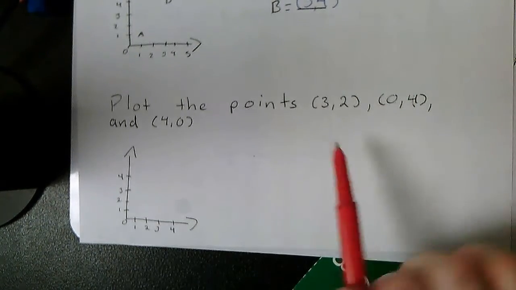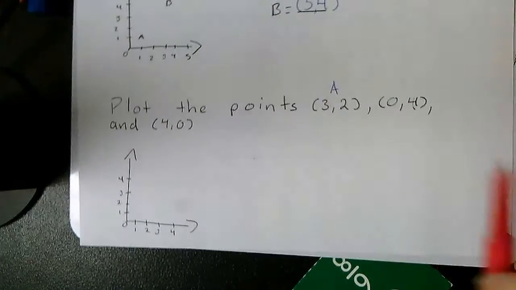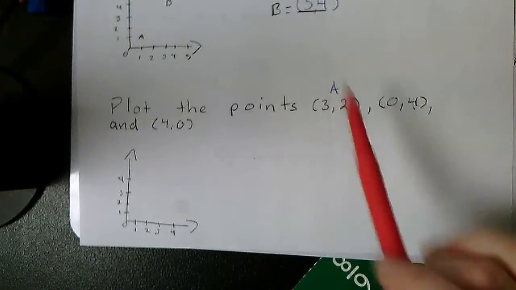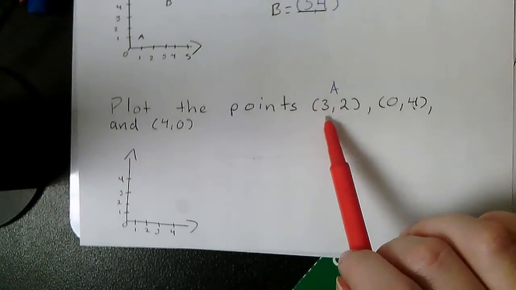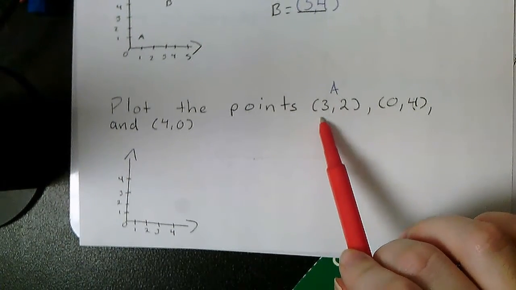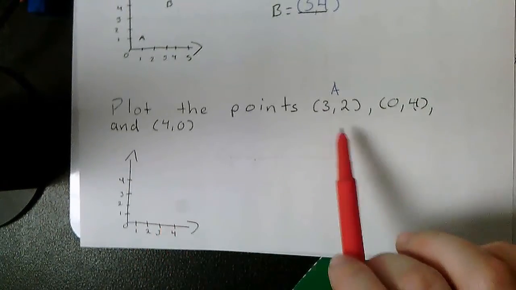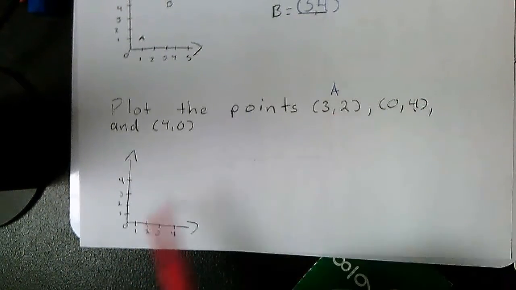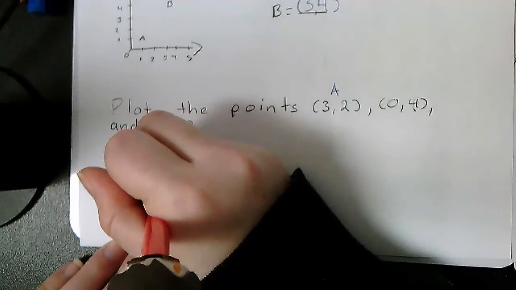So what we'll do is, let's say we're going to name these points. So we're going to name this point A right now. And what we're going to do is we are going to look at our x-coordinate. Our x-coordinate is 3. So I'm going to move to the right 3. And then my y-coordinate is 2. So I move over 3 and up 2.